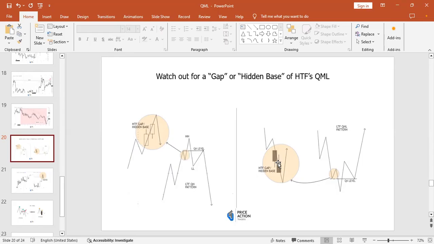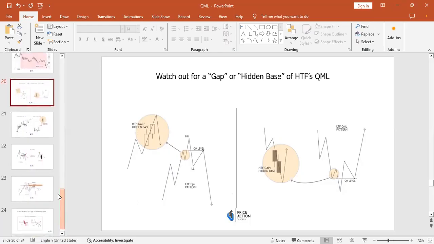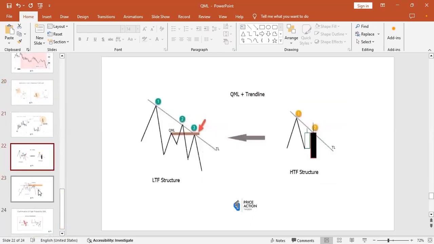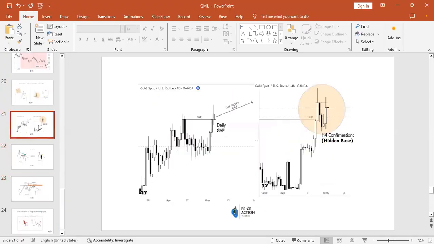But whenever you see a structure going up, it broke a structure, then you see a gap level or a hidden base that is approaching another high, and even before price comes down at all, check it in a lower time frame. I will show you, and we'll go to examples. We'll show you this in examples.